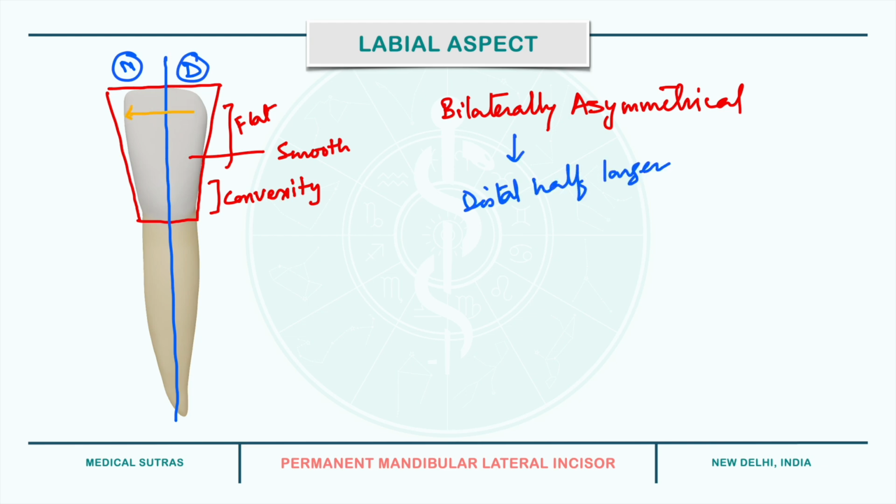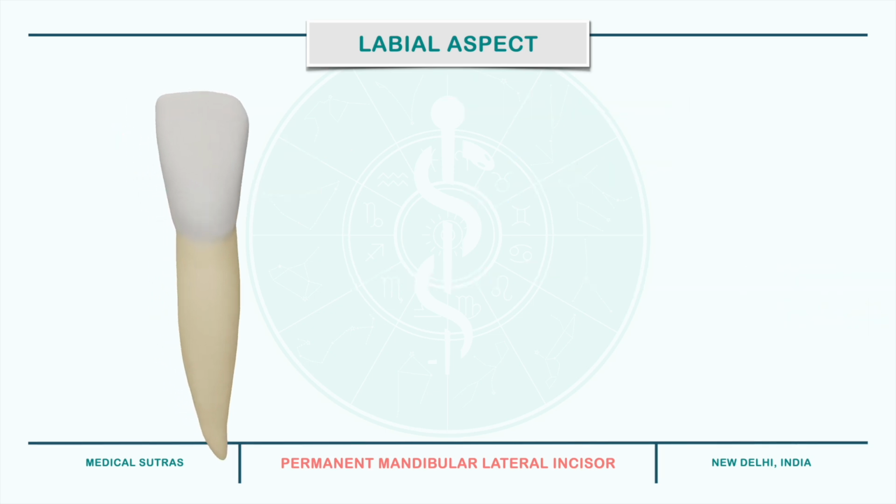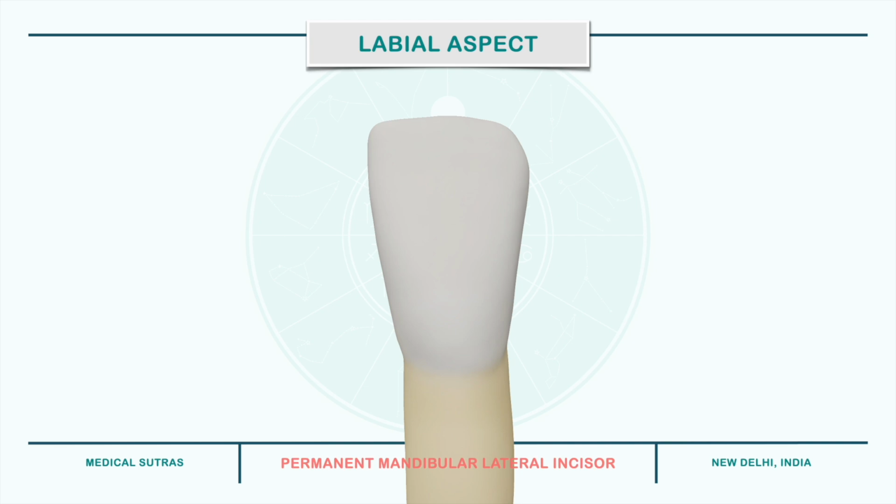Also, the mesiodistal width of the crown is larger than that of the permanent mandibular central incisor. That is, the mesiodistal width of the permanent mandibular lateral incisor, which is around 5.5 mm, is greater than the width of the permanent mandibular central incisor, which is around 5 mm. The mesial outline of the crown is almost straight and is larger than the distal outline.